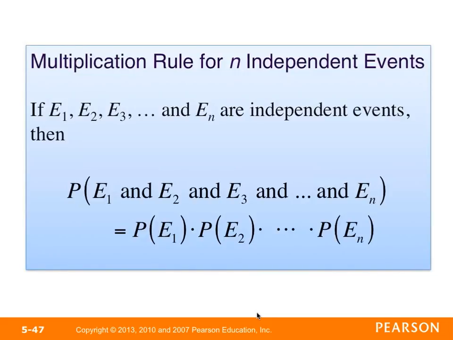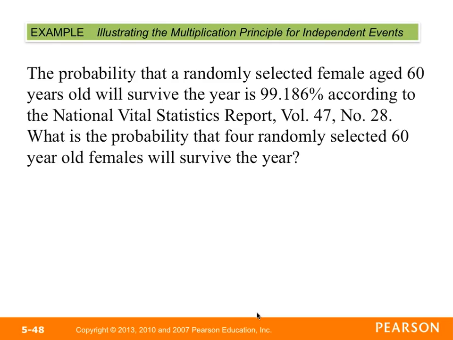We can also have more than just 2 events. The previous examples that we looked at only had 2 events, but if we have more than 2 and they're all independent, then we just multiply all of them. So the probability that a randomly selected female aged 60 years and older will survive the year is 99.186%, which we already talked about. What is the probability that 4 randomly selected 60-year-old females will survive the year?